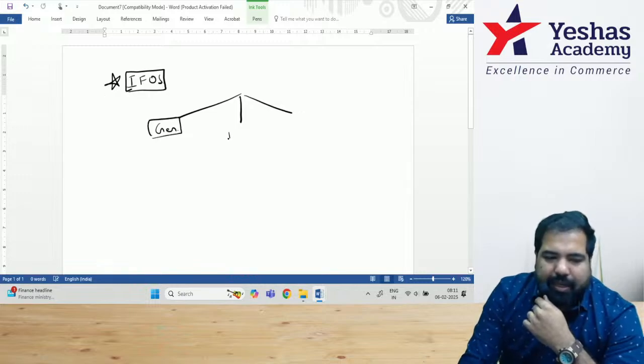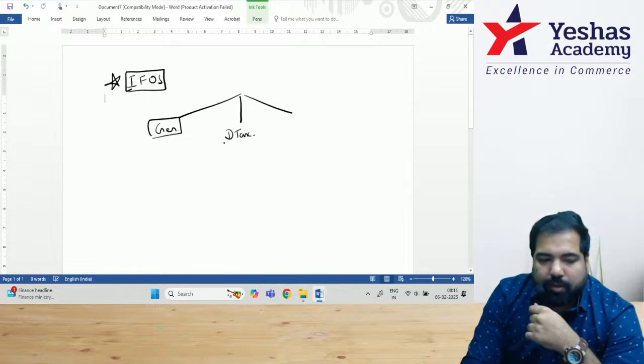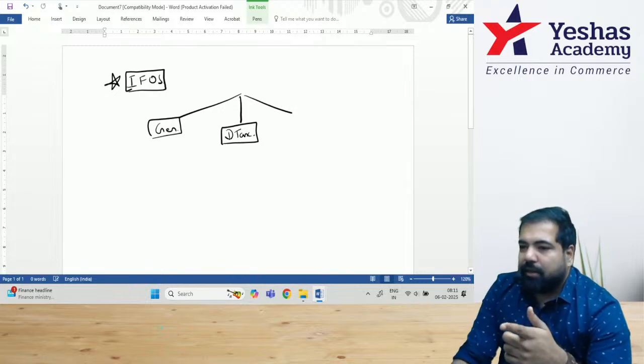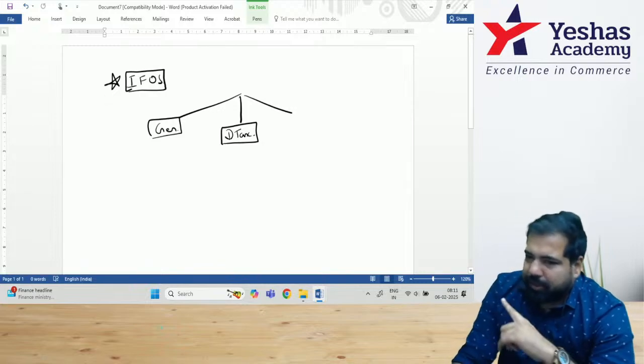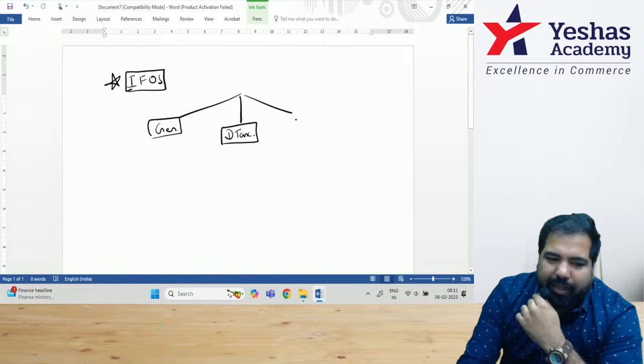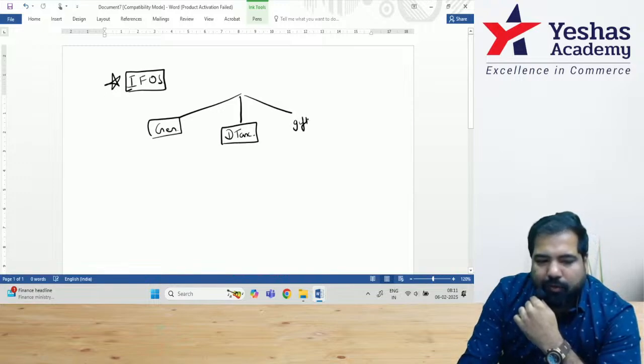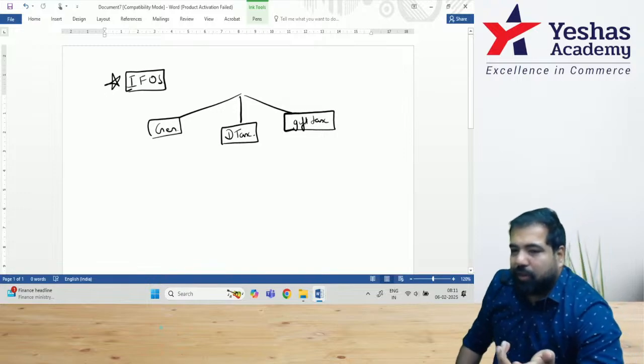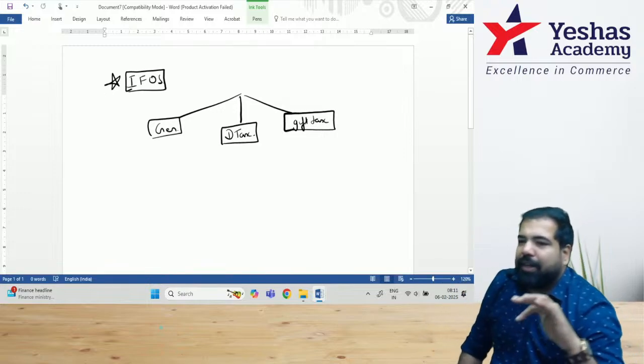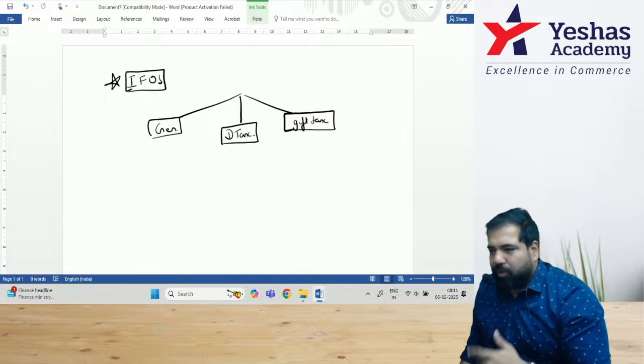The second is dividend tax. You now know, guys, dividends are taxable and they are taxable under IFOS. So we'll see about that. And the third is my most favorite, which is called gift tax. When you think about gift tax, it sounds very funny. How can gifts be taxed? But in India, the government doesn't tax all gifts. They tax a few gifts. You have a little background.